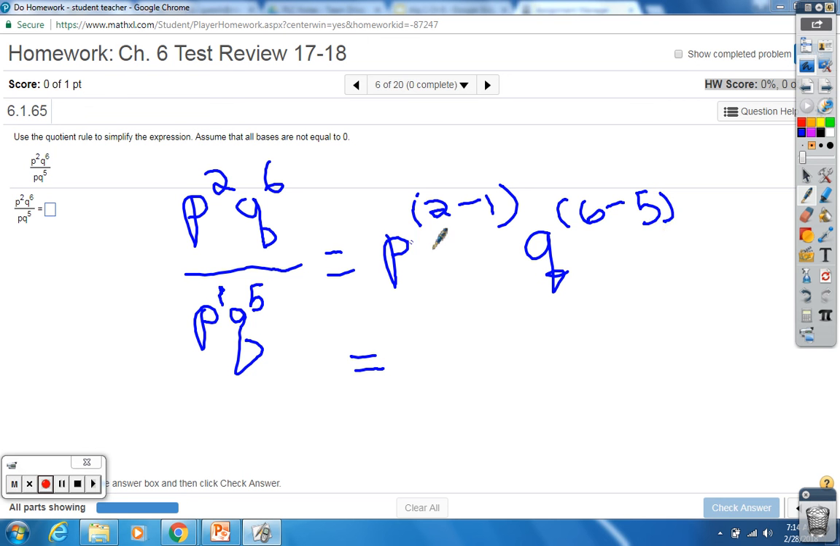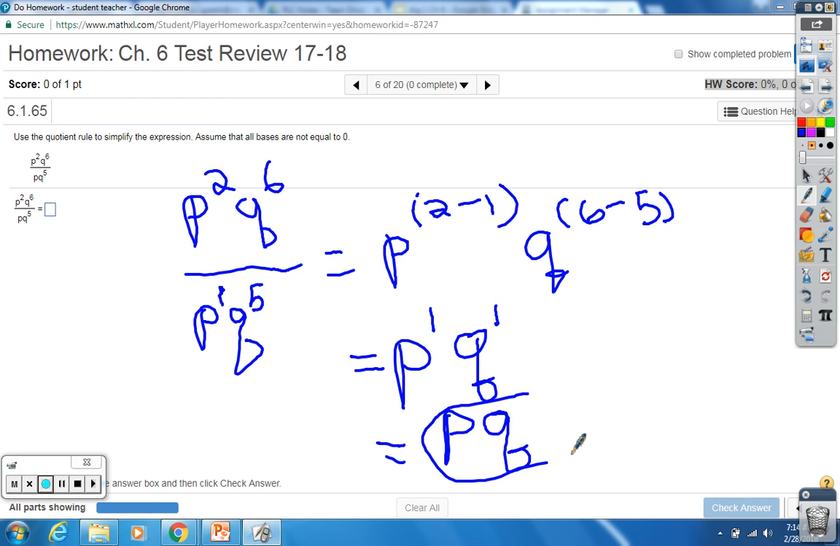And then I'll just rewrite that to simplify it. So I'll have p, 2 minus 1 would be 1. So I'll just put the 1 there. Generally you don't have to put the 1, but I'll put it for clarity's sake. And then the q, 6 minus 5, that would be 1 as well. But if you were trying to put that into MATLAB, just be sure to know that MATLAB's not going to want that exponent of 1 there. So our final answer would just be pq.